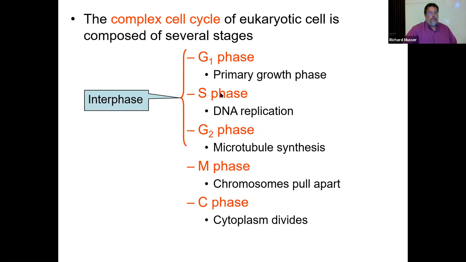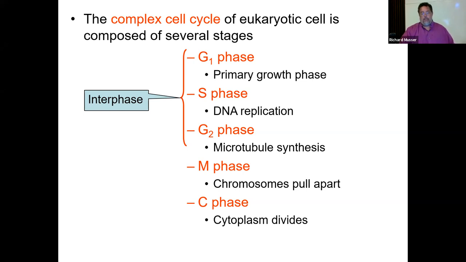The first three phases of the cell cycle are known as interphase. So you have a G1 phase, which is gap phase one, where the cell is primarily growing, making new proteins and so forth. Then you have an S phase, which represents the synthesis phase. This is when the DNA replicates, or duplicates.